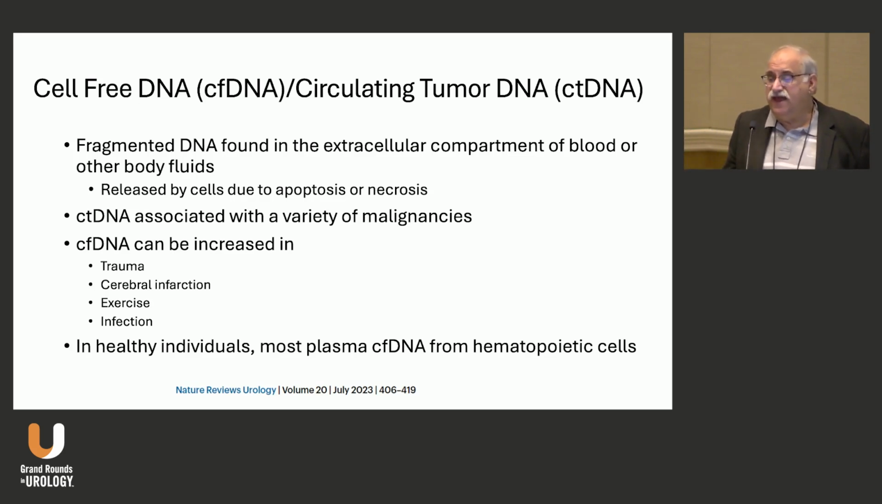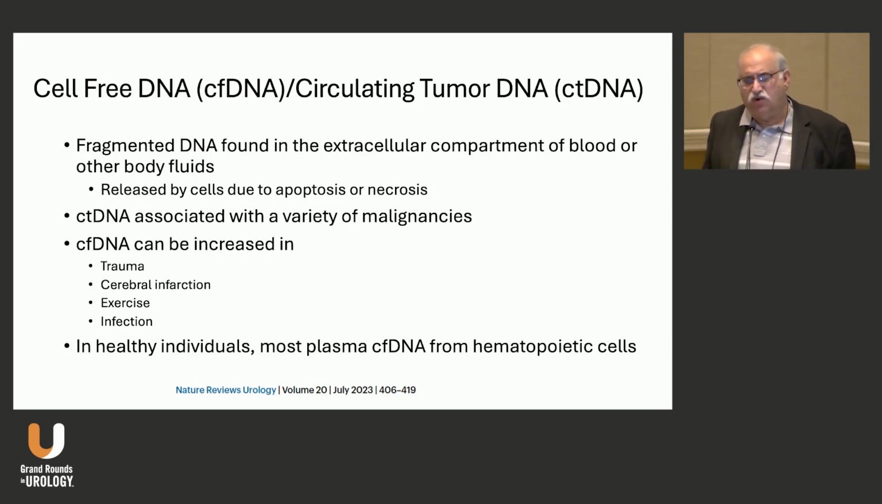Circulating tumor DNA is associated with a large swath of malignancies. We talk about prostate cancer and breast cancer and colorectal cancer, to name a few. But the interesting thing is you can have a lot of cell-free DNA circulating out there that is not associated with a tumor. With trauma, cerebral infarction, exercise, infection, you can have cell-free DNA which is not malignant DNA. It's normal DNA that's just released out into the bloodstream.